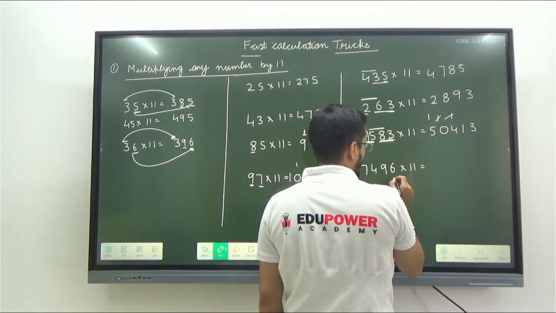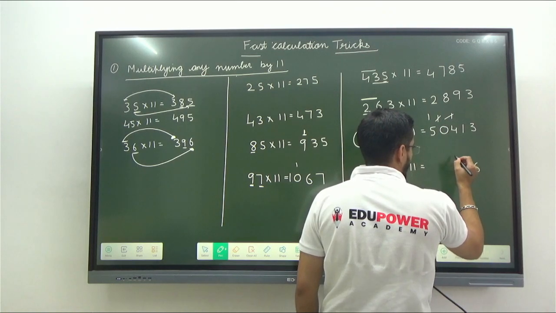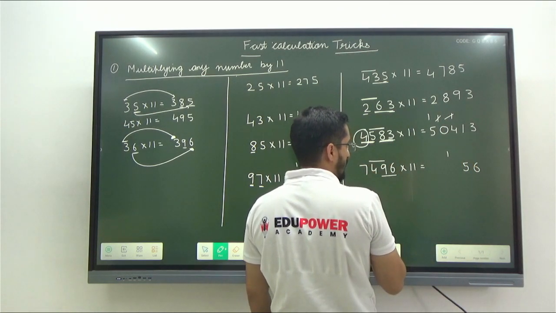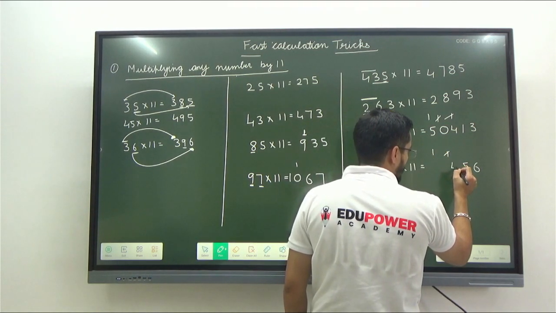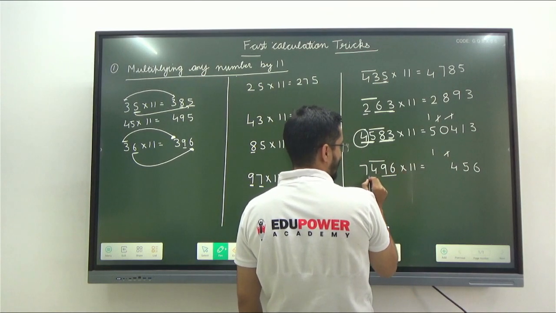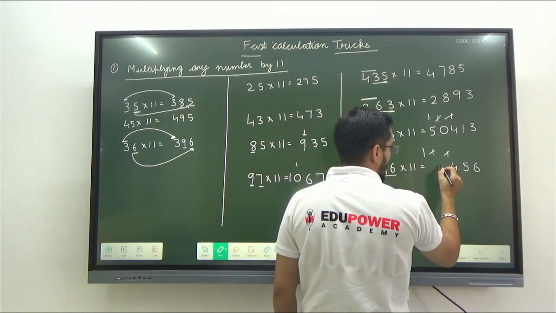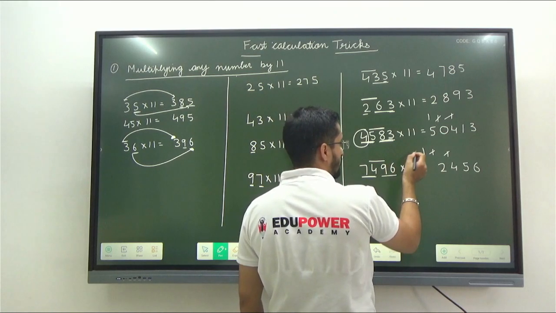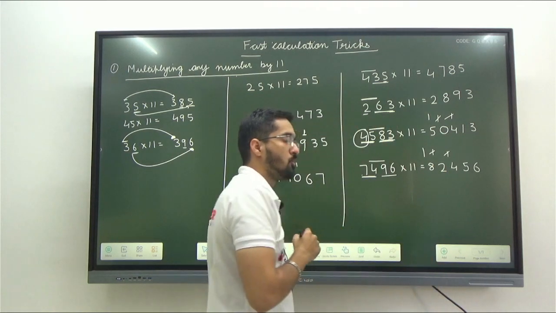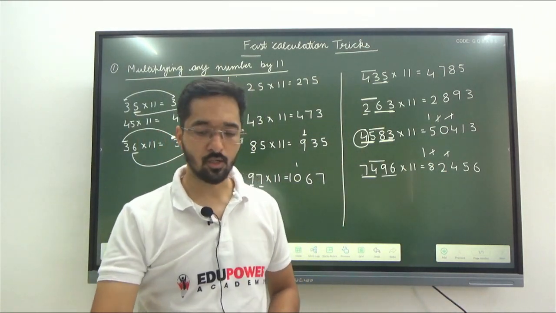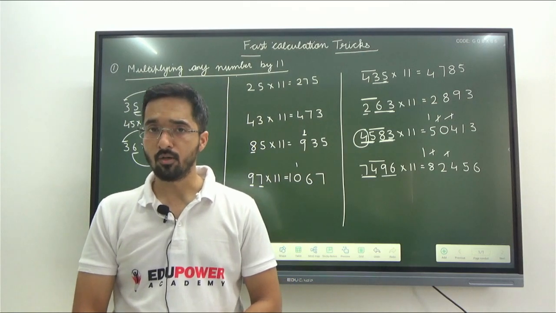How to solve this question? This one, 6 we write as it is, 9 plus 6 is 15, 5 we write here, 1 carry, 9 plus 4, 13. 13 plus 1 will be 14, right. 1 again carry, 4 we write here. Now 7 plus 4 is 11, 11 plus 1 is 12. So 1 we write here and 2 here. Then 7 plus 1 will be 8. So the answer comes out to be 82456, right. So I think it's a very effective approach of solving questions of multiplying any number by 11.